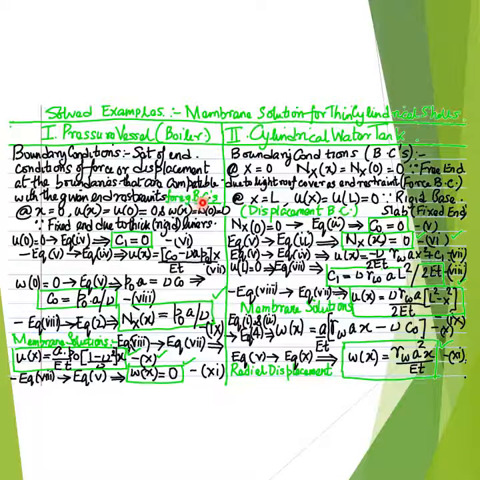Hence, proceeding with the substitution of the boundary conditions into the equations numbered Roman numerals 1, 2, 3, 4, and 5, derived in the previous slide.